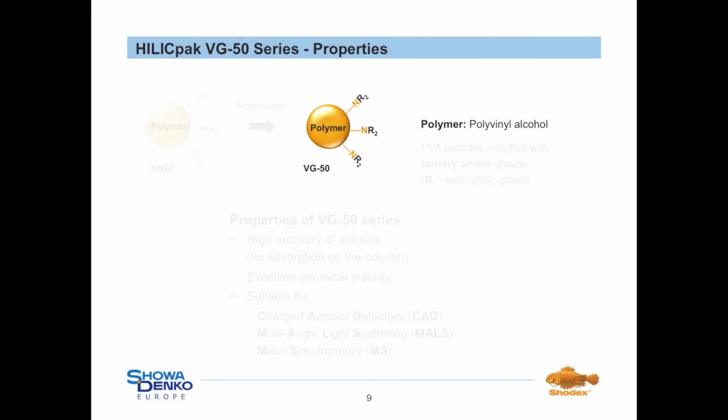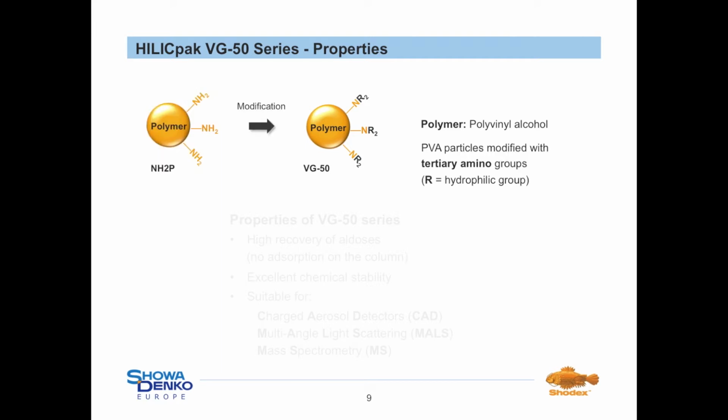Another alternative for HILIC chromatography is our column Shodex HILICpak VG-50 series. Compared to the NH2P series, the HILICpak VG-50 series is modified by tertiary amino groups instead of primary amines. Thereby, the rest R is a hydrophilic group. The base material is the same as in the case of the NH2P series, namely polyvinyl alcohol.